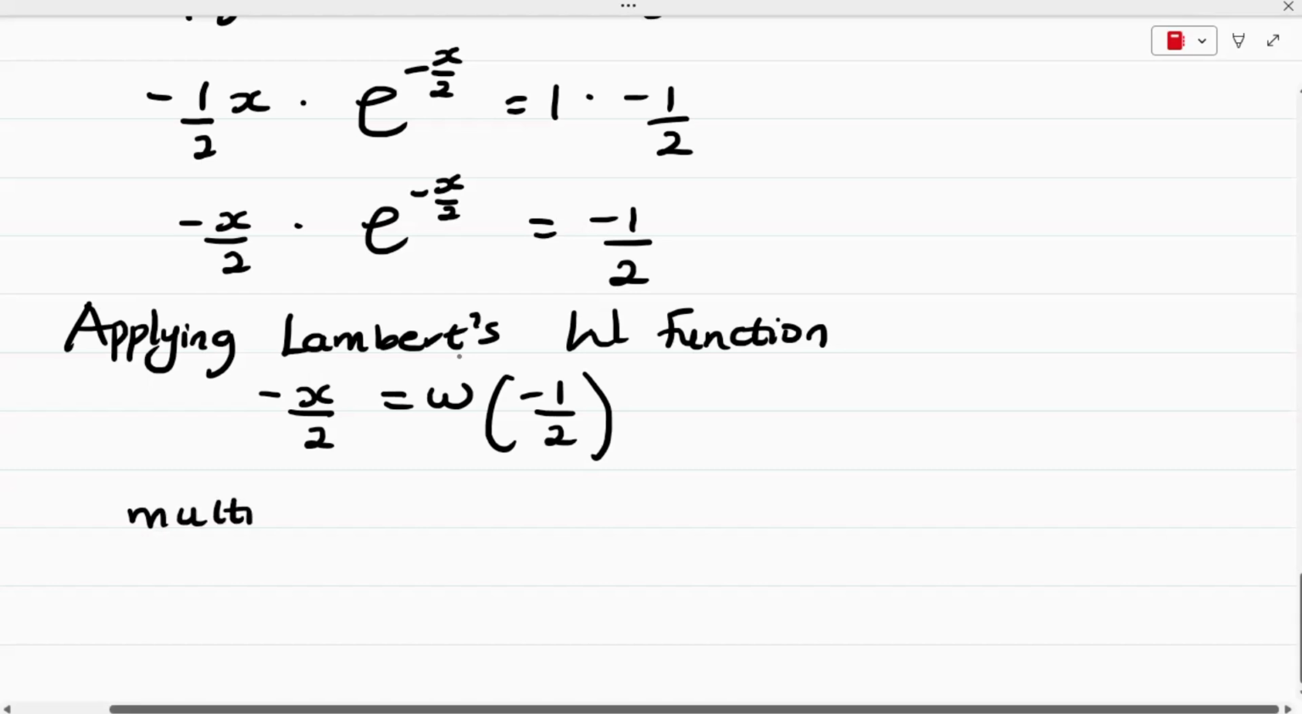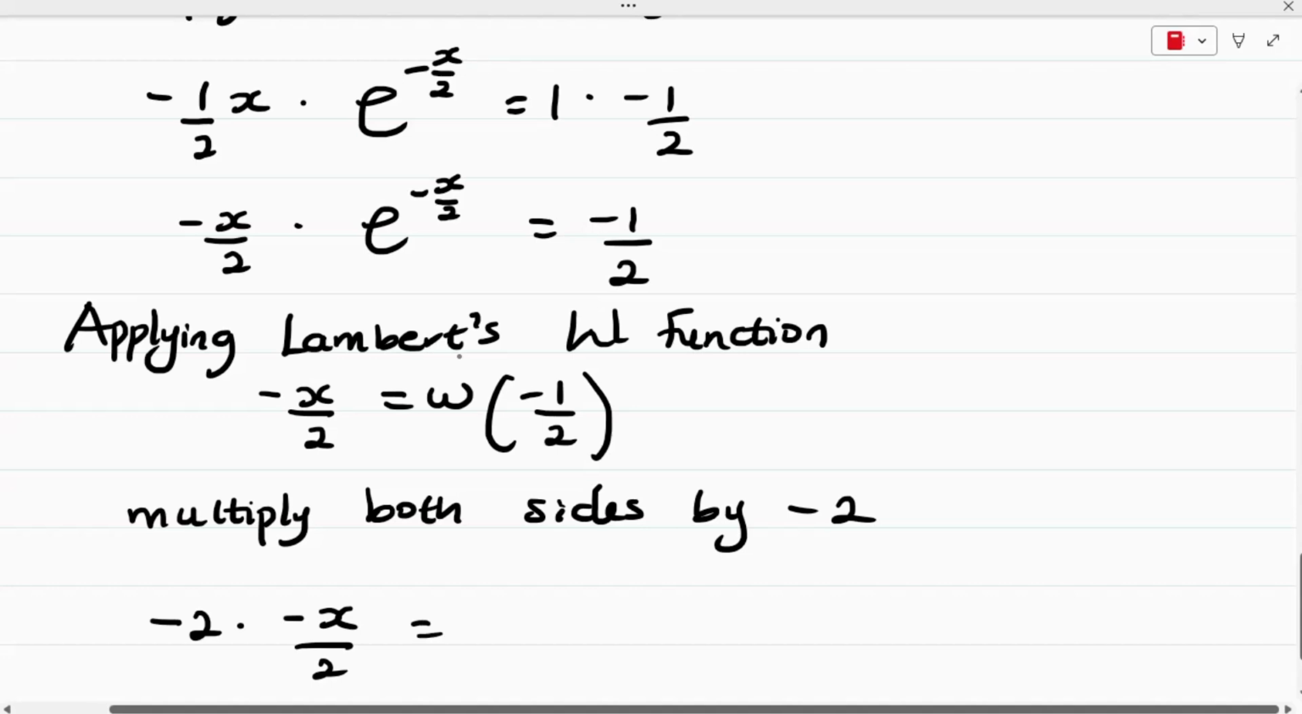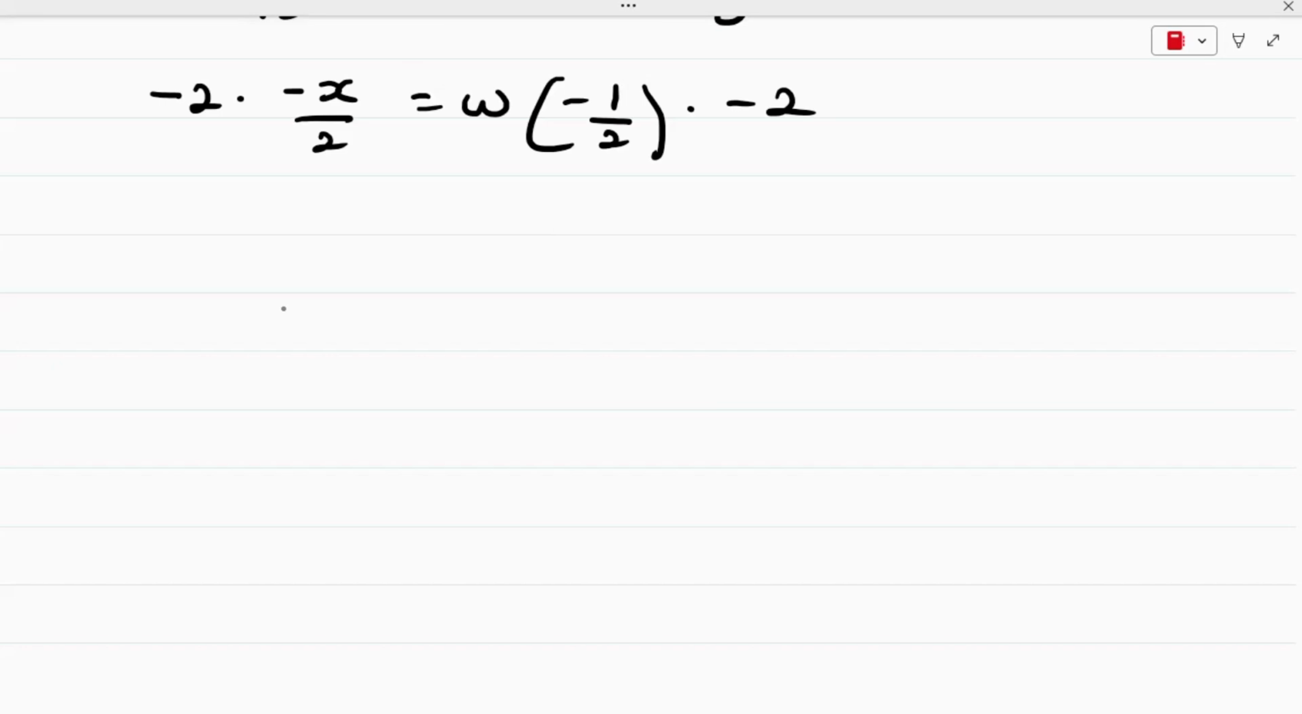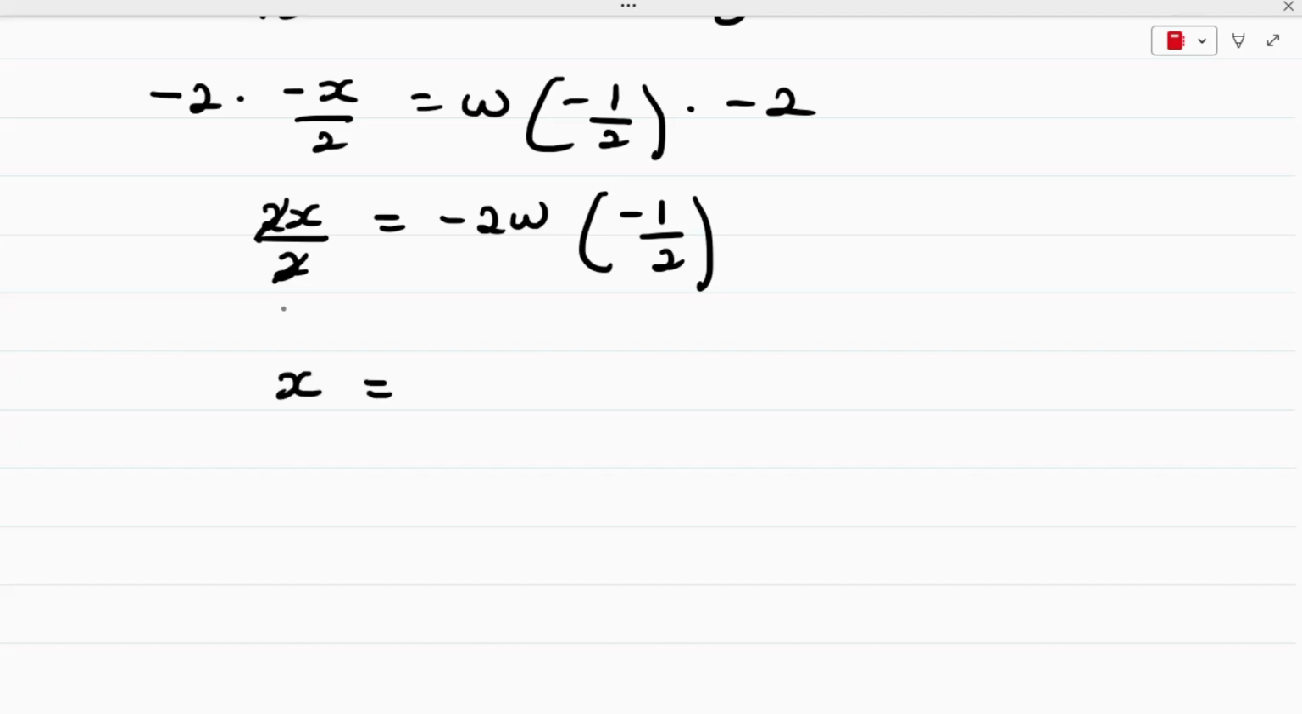So the next thing we want to do is to multiply both sides by negative 2. We have negative 2 multiplied by negative x over 2 is equal to W of negative 1 over 2 multiplied by negative 2. From here, we know that negative 2 multiplied by negative x will give us positive x, which is 2x over 2, is equal to negative 2 W of negative 1 over 2. So this cancels out this, and we have that x is equal to, now negative multiplied by negative will give us positive, so we have 2 W of negative 1 over 2. And guys, this becomes the value for x.